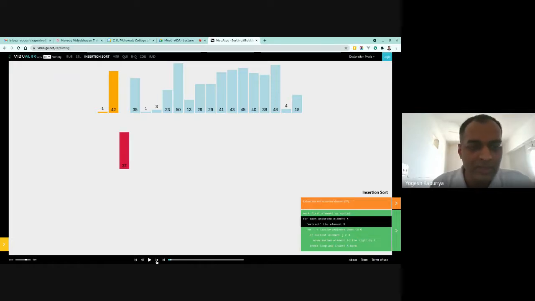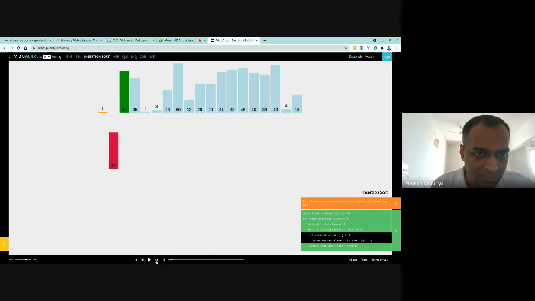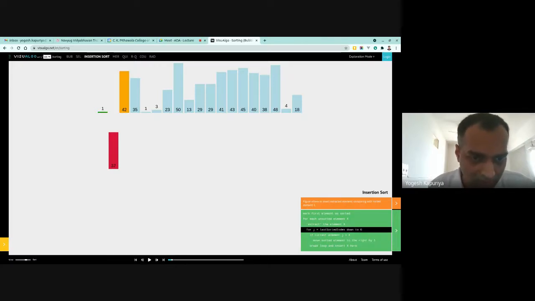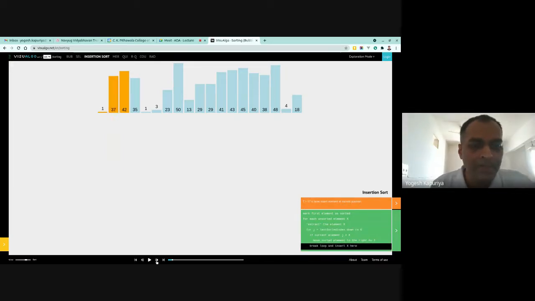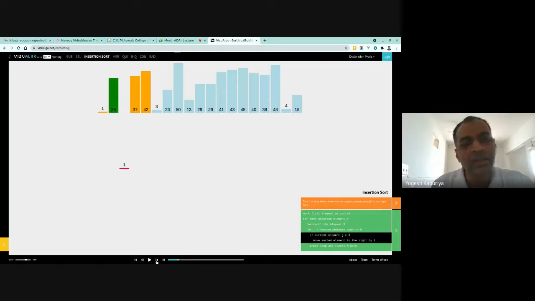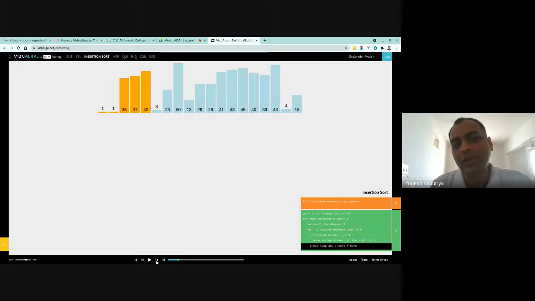Then 37 will be my key element. It will be compared with 42. Because 42 is greater than 37, it will shift right. Again, this will be compared with 1. Now 1 is less than the key element, so we'll stop the comparison here and your key element will be inserted. So this is how you do the insertion sort. Obviously, this will be discussed in detail in another session while discussing sorting. But this is how we do the insertion sort.